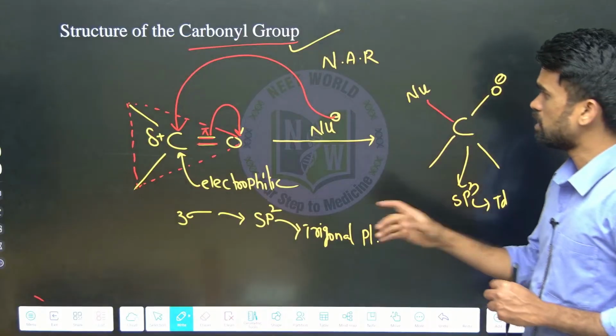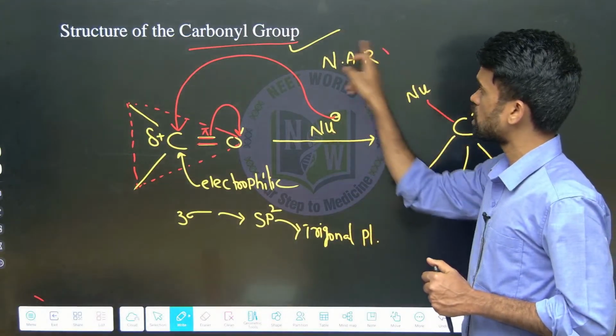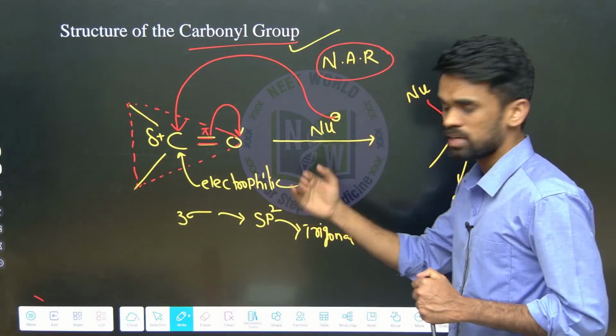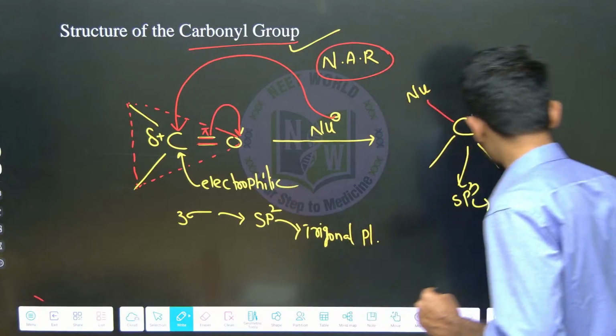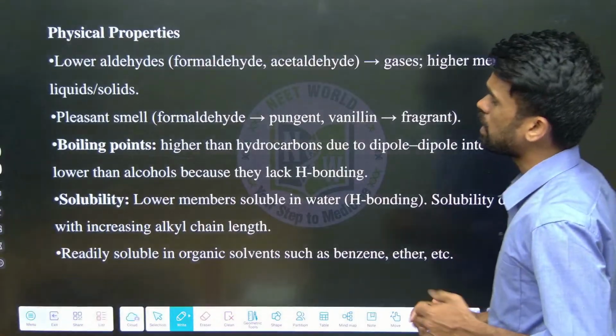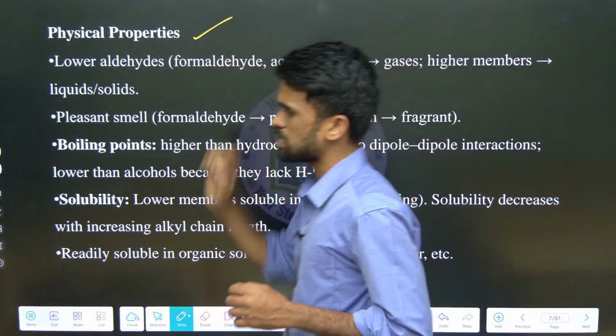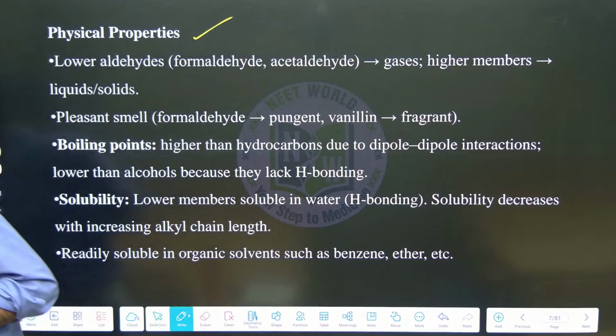Now I will tell you a little more about this nucleophilic addition reaction in the chemical properties, but as of now you just remember the discussion that we did till now. Now look at the physical properties. What are the physical properties it has?